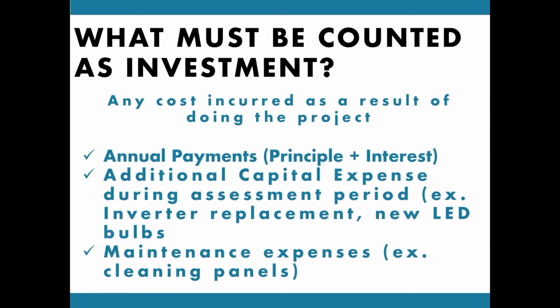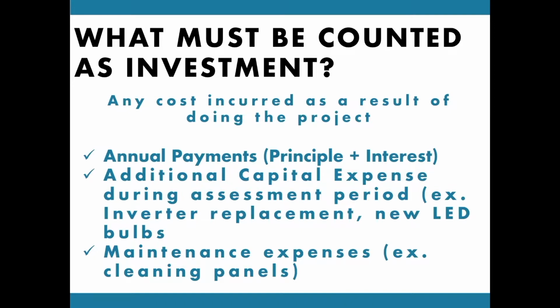We previously discussed what you could count as savings, but we also need to discuss what you should count on the investment side of the ratio. And the principle is fairly similar to the one from savings. If there is a cost incurred as a result of doing the project, you should count that under the investment side. The most obvious one and the largest one is going to be the financing cost, so the annual payment, both principal and interest, that goes into the PACE financing.